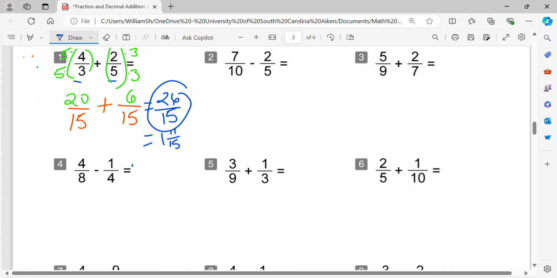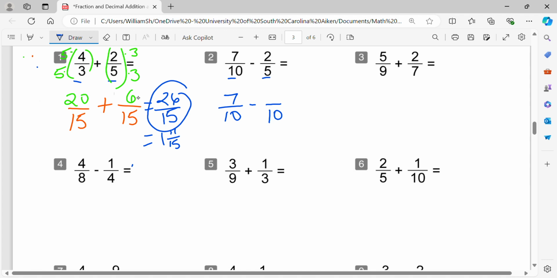All right, let's look at number 2. In number 2, we have 7/10 minus 2/5. The least common multiple for these two denominators is 10. That's the smallest thing I can actually multiply to get both of them to be. If my least common multiple is 10, and I already have 10 in my denominator of my first one, I can just leave my first one alone. But in my second one, I also want its denominator to be 10.